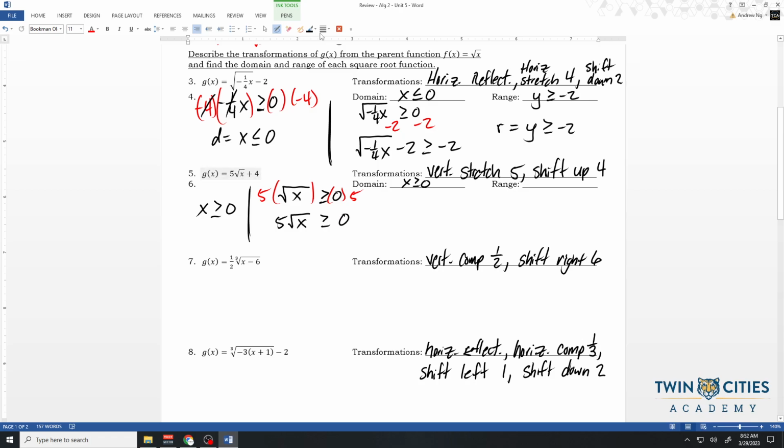And I'm still missing a 4. So I'm going to add 4 here. That means I have to add 4 on the right side as well. So 5 times the square root of x plus 4 is greater than or equal to 4. And because this is the same as g of x, I can now say y is greater than or equal to 4. And that's your range.